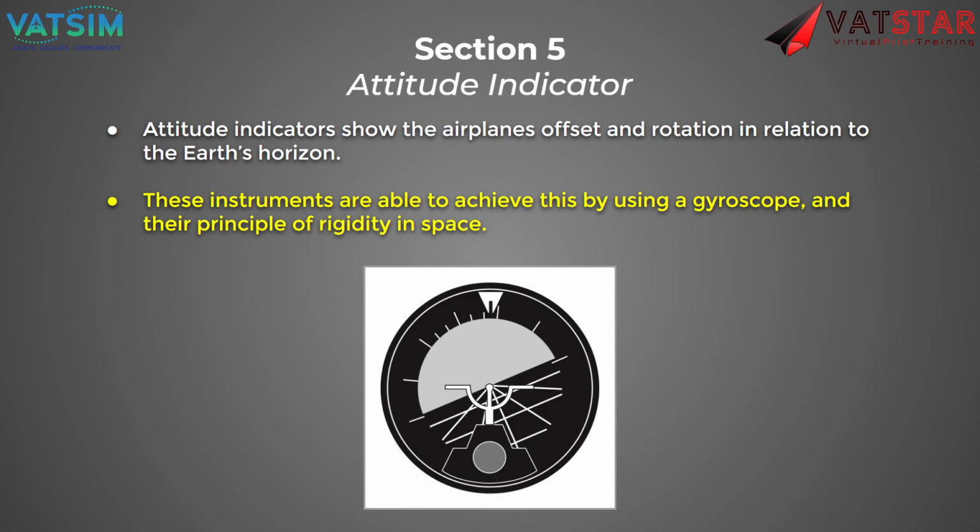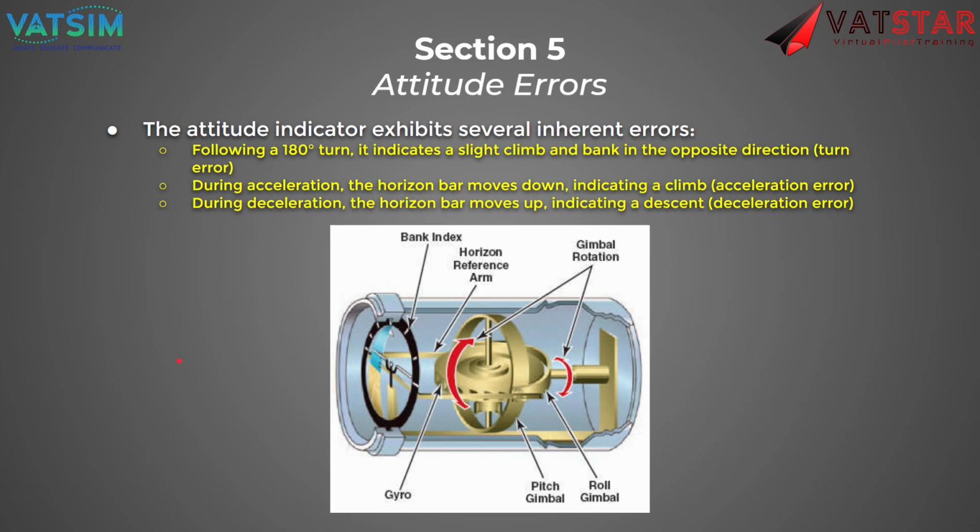So now that we talked about how this attitude indicator is powered, let's talk about how it works. The attitude indicator shows the airplane's offset and rotation in relation to the Earth's natural horizon. So when you're on the ground, it should be reading perfectly level because you're basically pointed right at the horizon. If you're climbing, it's going to indicate up into the sky. If you're descending, it's going to indicate down to the ground. If you're in a bank, it's going to indicate a roll left or right. These instruments achieve this by using that gyroscope we talked about and its principle of rigidity in space. Now, let's show you what the inside of this instrument actually looks like.